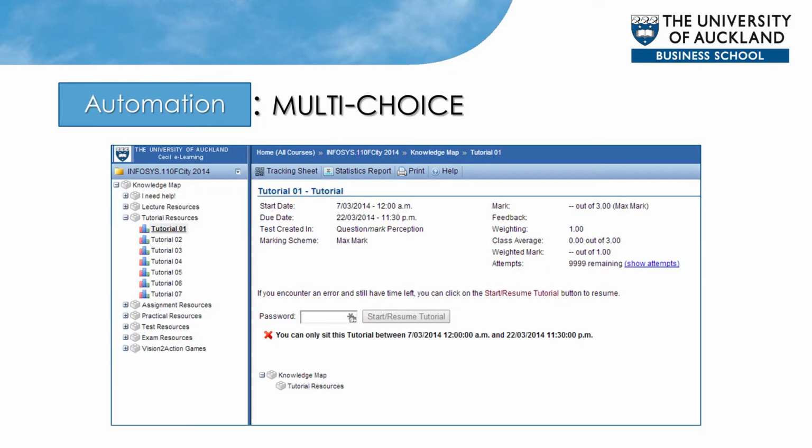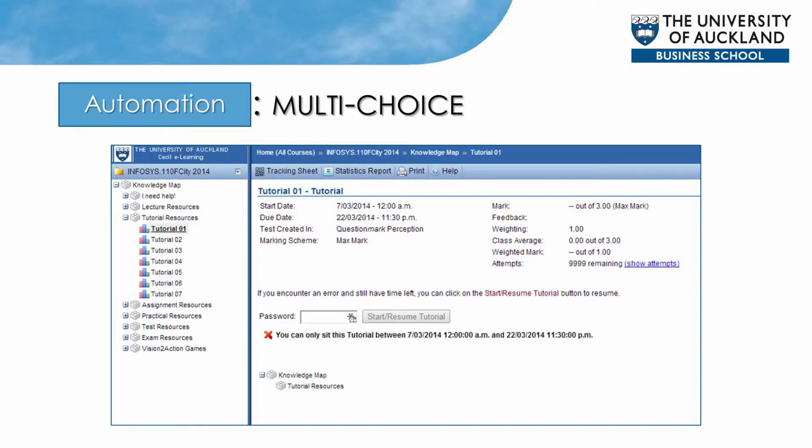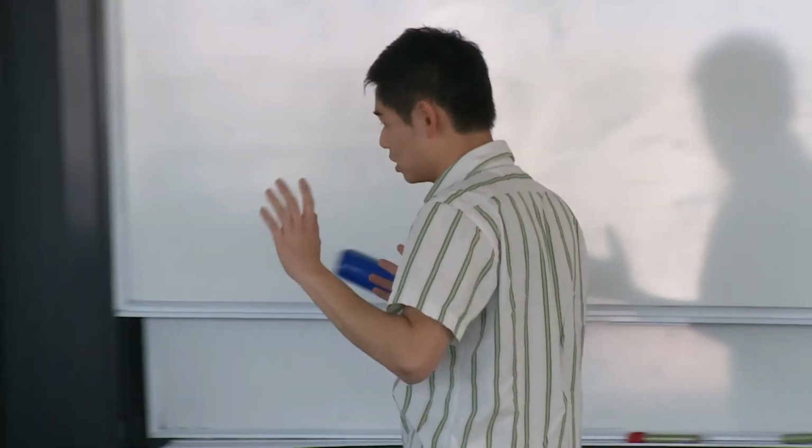Another way to administer multi-choice is online, and most of you will probably be familiar with the CESL quizzes, which are managed through this thing here, Question Mark Perception. I've actually never done it through that. It's too crazy, too weird, and it's becoming obsolete soon anyway with Canvas.